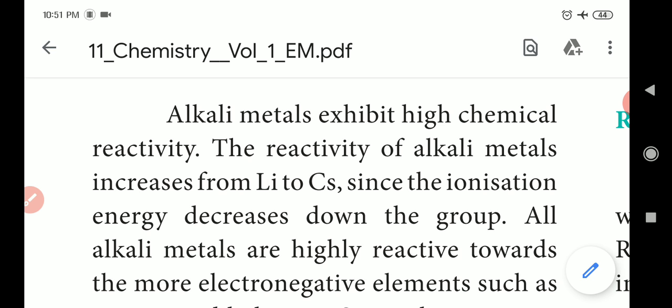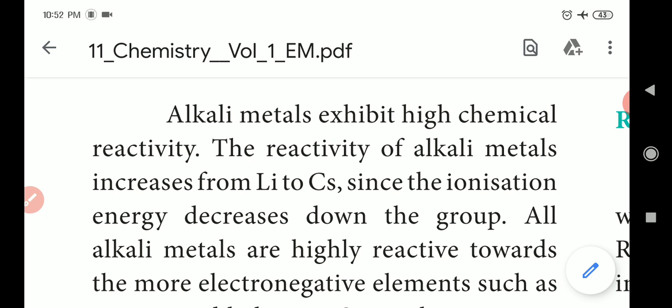We know that the electropositive character is responsible for the metallic character. So these are the strong electropositive metals: lithium, sodium, potassium, rubidium, cesium, and then francium. These are all highly electropositive elements.